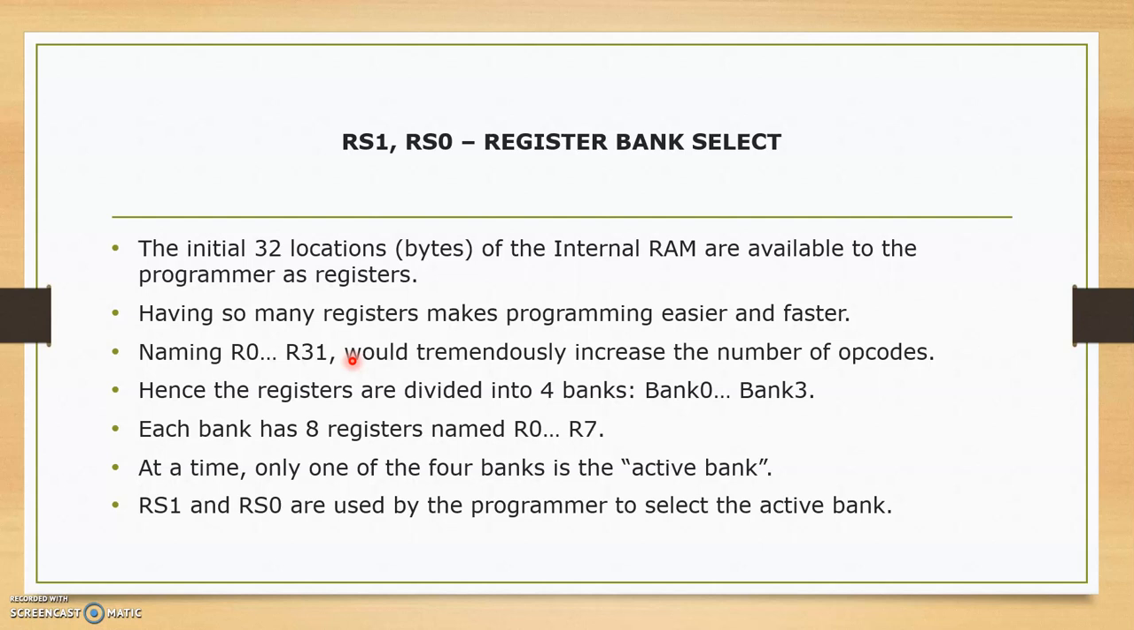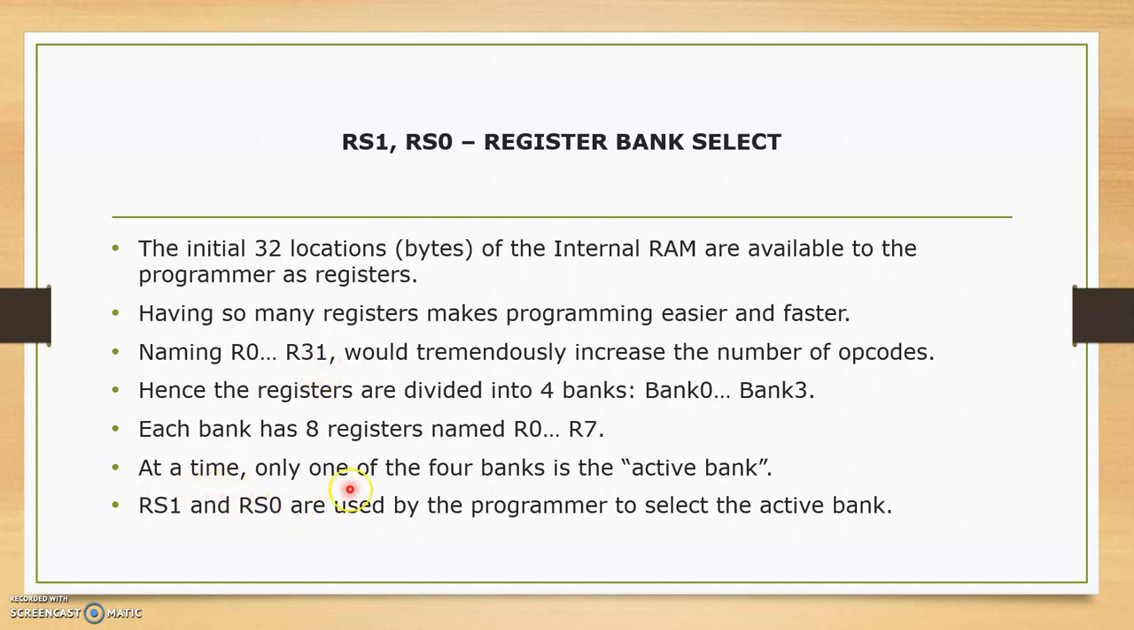So these 32 registers are divided into 4 banks, that is bank 0 to bank 3. Each bank contains 8 registers, named R0 to R7. By reducing the 32 names to 8 names, we reduce the 32 sets of opcodes to 8 sets of opcodes for the same instruction.